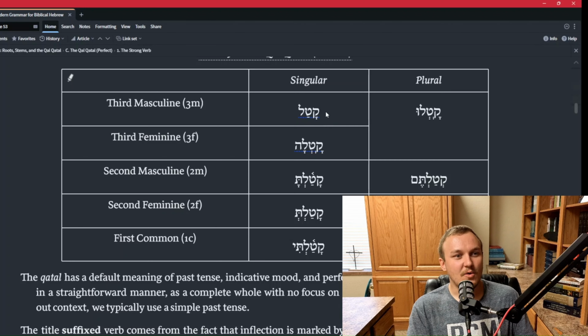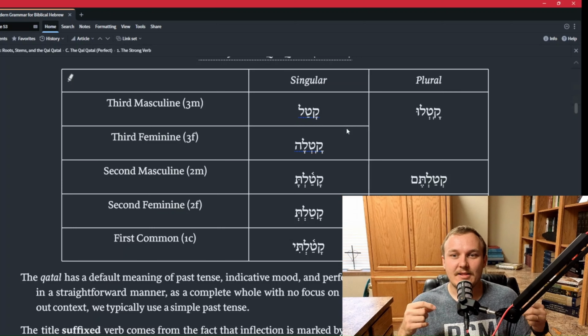So I would work on this and try to get little pieces of it at a time as I went. So qatal, qatal, qatal, qatala, qatala, qatala. Then we have qatalta. So we have qatal, qatala, qatalta, or qatalt. No, qatalta. My bad. That's qatalt.